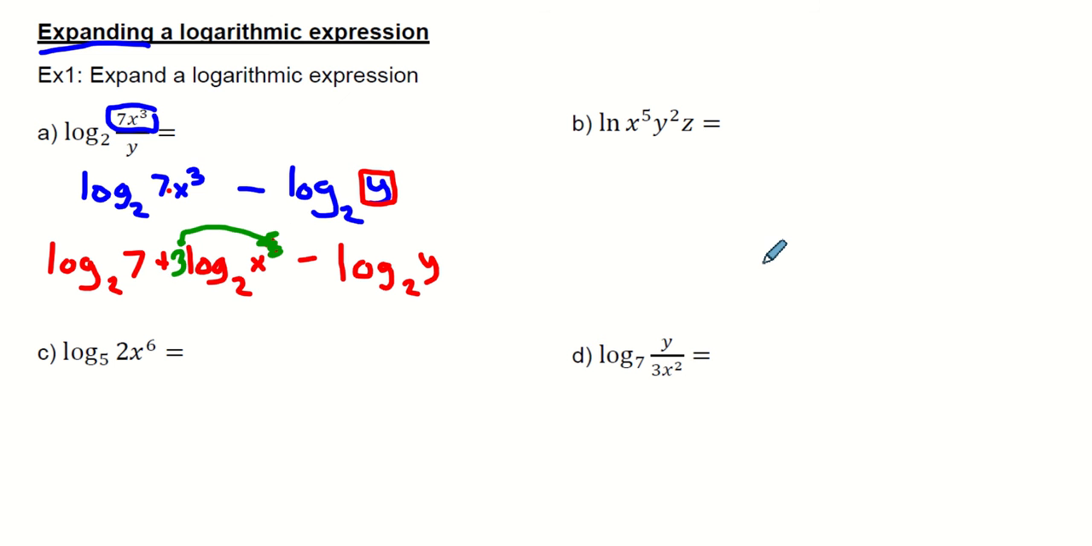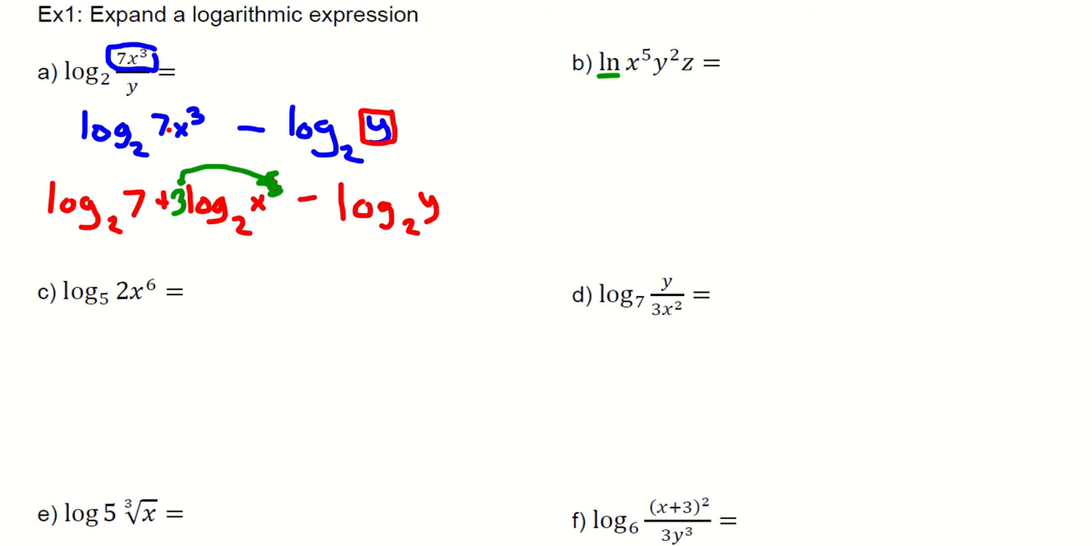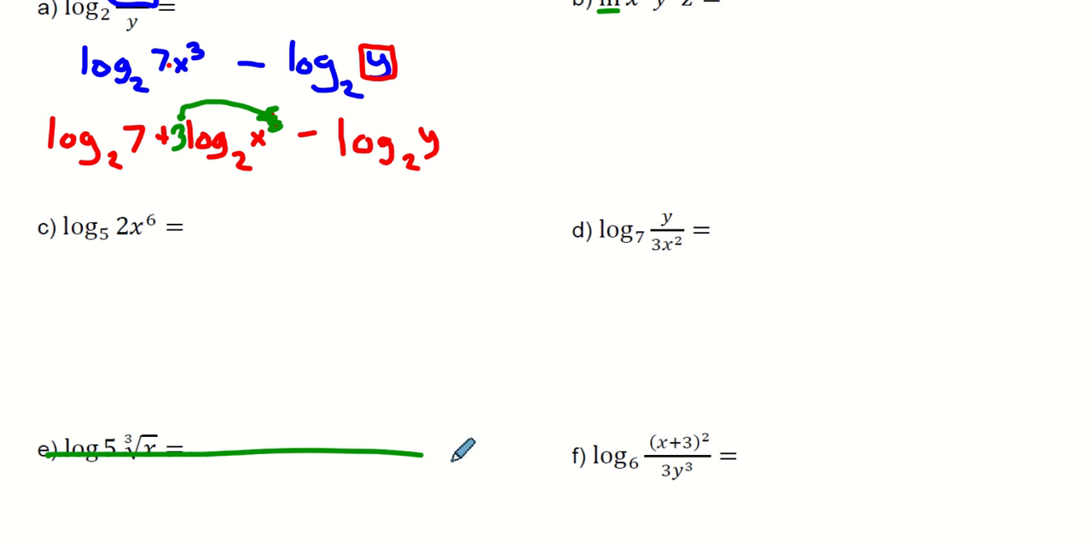So let's do a few more examples here. We didn't talk about what ln is, so I'm going to skip that for right now. But let's do C here. And don't worry about these, we won't do these down here. All right, so this is log base 5 of 2x to the 6.